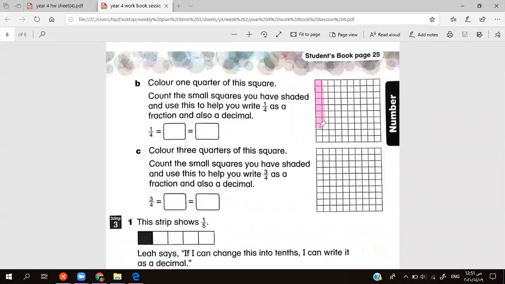Here is a 10, a 20, 21, 22, 23, 24, and 25. Like this we color 25. Okay, 25, which is quarter, because the half is 50. Quarter, then it's half the 50, it's 25. So like that I colored 25 over the 100. Can I turn it into a decimal? Yes, I can. 0.25. Can you please try doing number C?